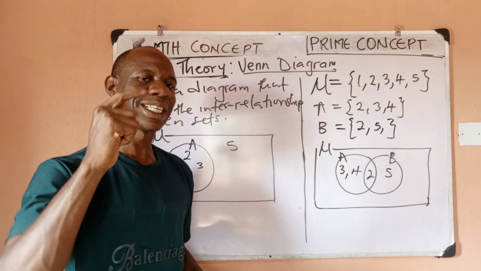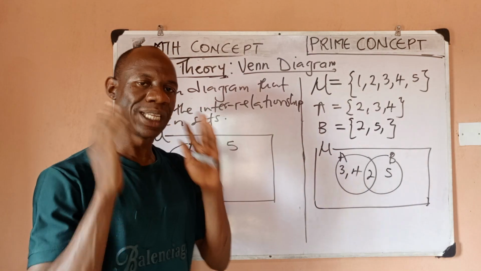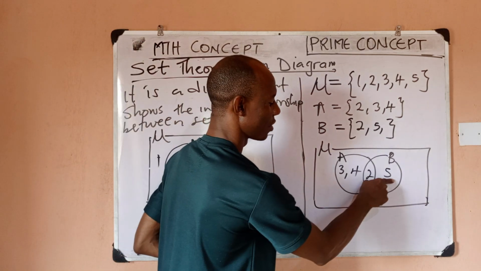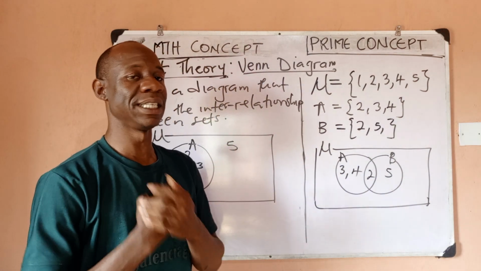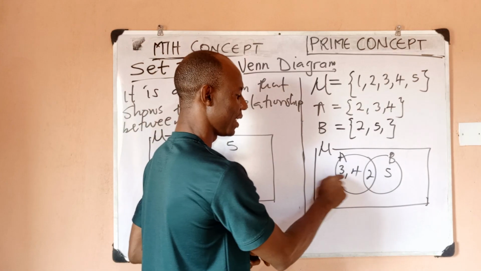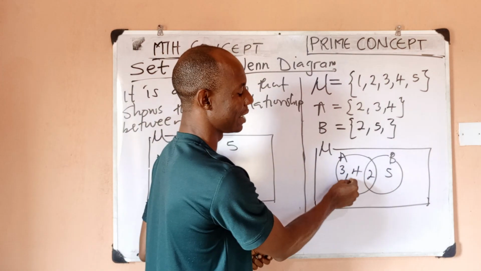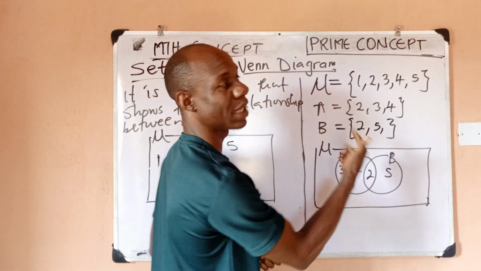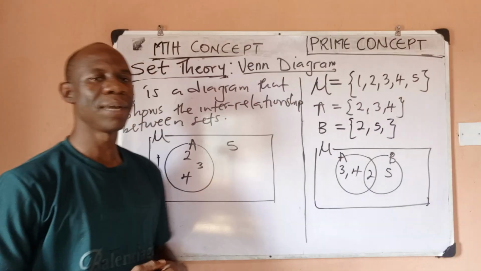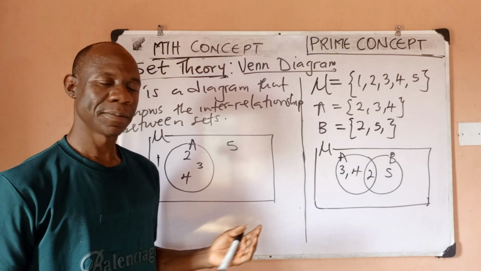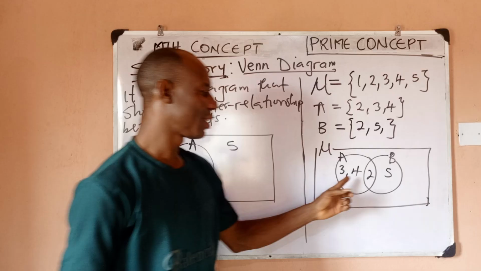But if you want to check the elements that are only present in B, it is going to be 5. The elements that are only present in A is going to be 3 and 4. When you say only present in A, it means that it is in A but is not found any other place. It is 3 and 4. But elements that are in A but not strictly in A, then you say 3, 4, and 2.